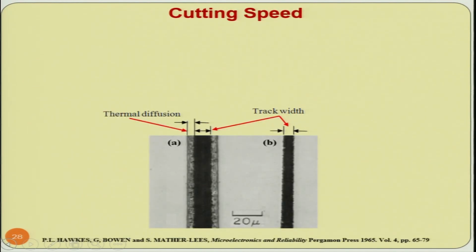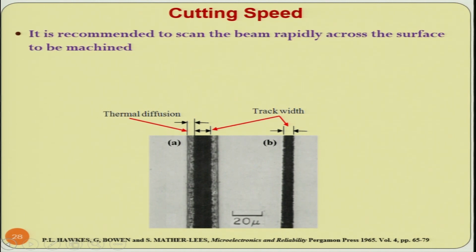Now, another parameter is the cutting speed. So, it is recommended to scan the beam rapidly across the surface to be machined. Now, you can see clearly here, the thermal diffusion zone is there. This is the track width where really the feature is being created and this is the scale, 20 micron.